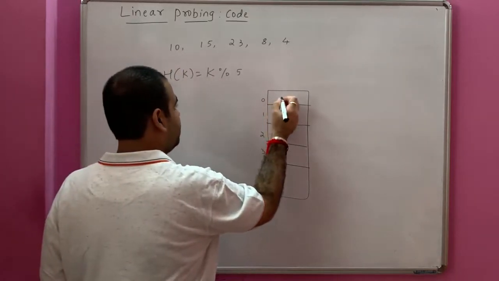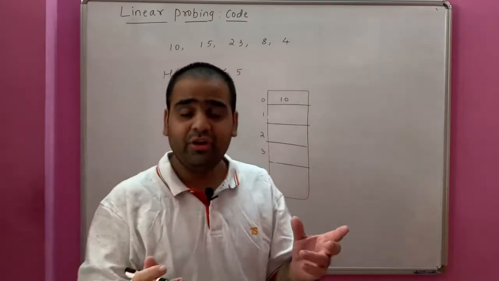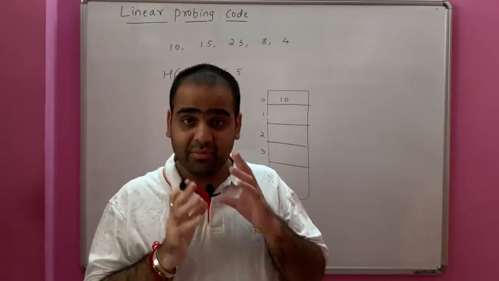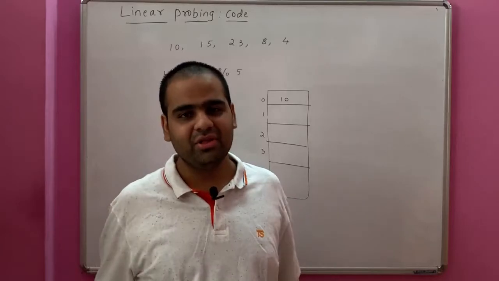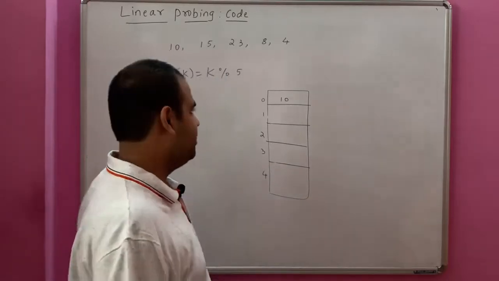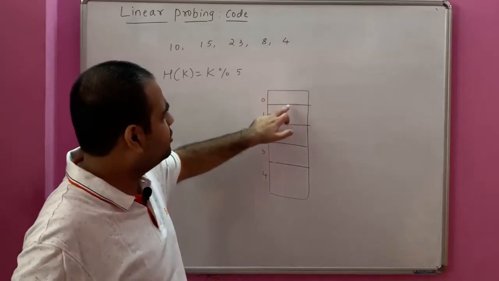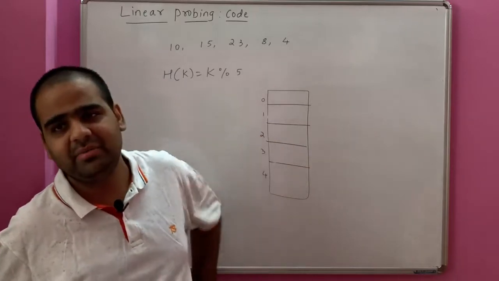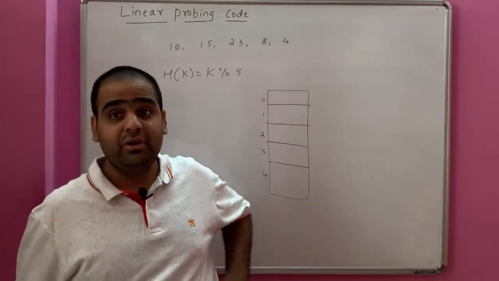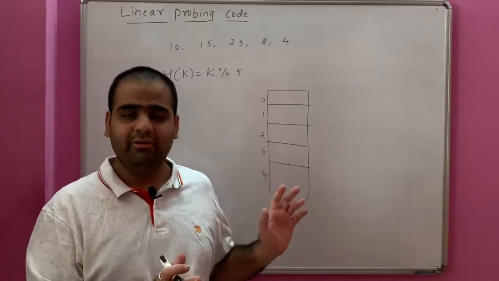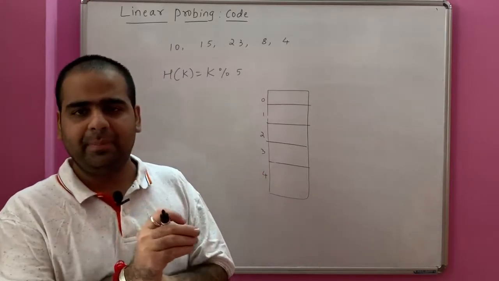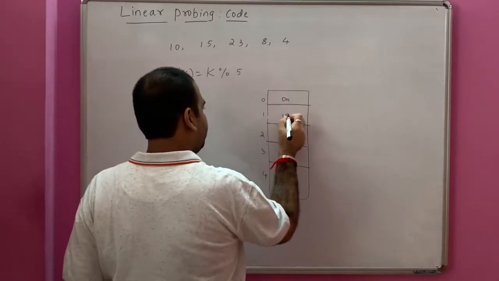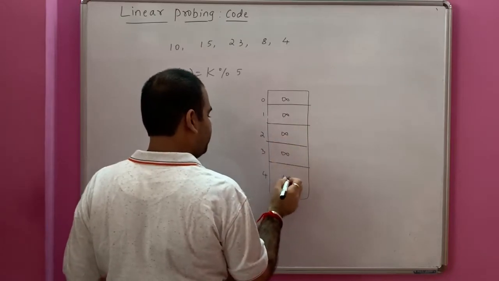Is index 0 empty? Yes, so you write it. Now the question comes, how do we know that the table cell is empty? We need some mechanism to know that. That's very simple. Either you store -1 over here, but if you store -1, you cannot add -1 to the hash table. Then what should we do? We should use plus infinity or minus infinity. It's your choice. Let us use plus infinity in every cell.